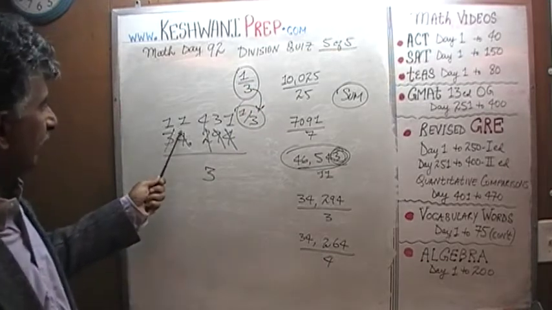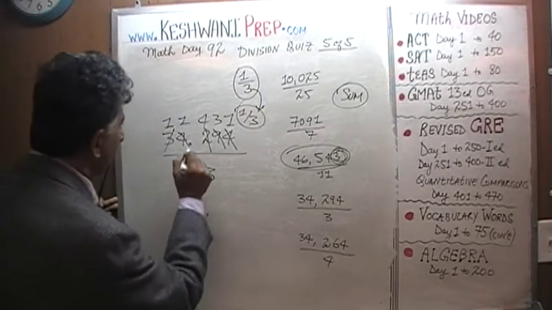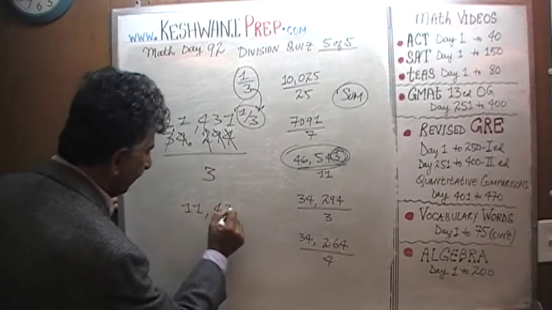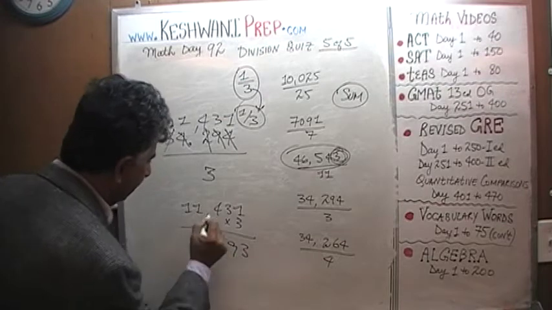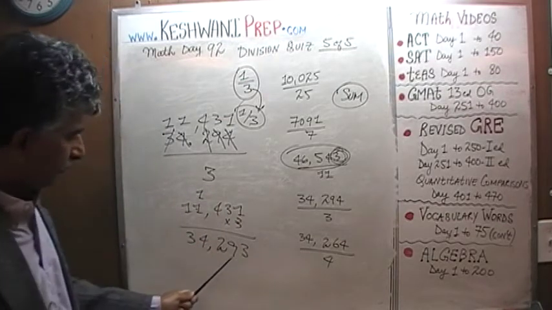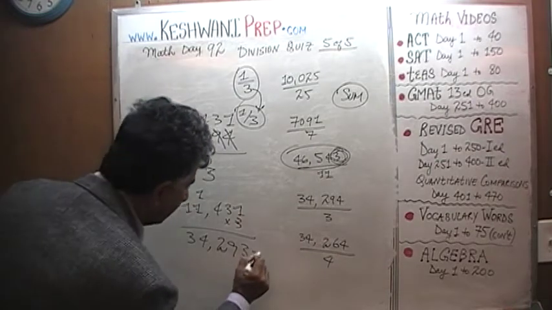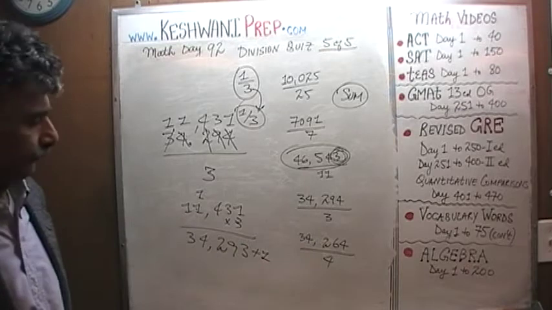The final answer is 11,431. And if you like, we can verify that. 11,431 times 3: 3 times 1 is 3, 3 times 3 is 9, 3 times 4 is 12, carry 1, 3 plus 1 is 4, and 3. 34,293 plus 1 will give us 34,294. Let's do the next one.